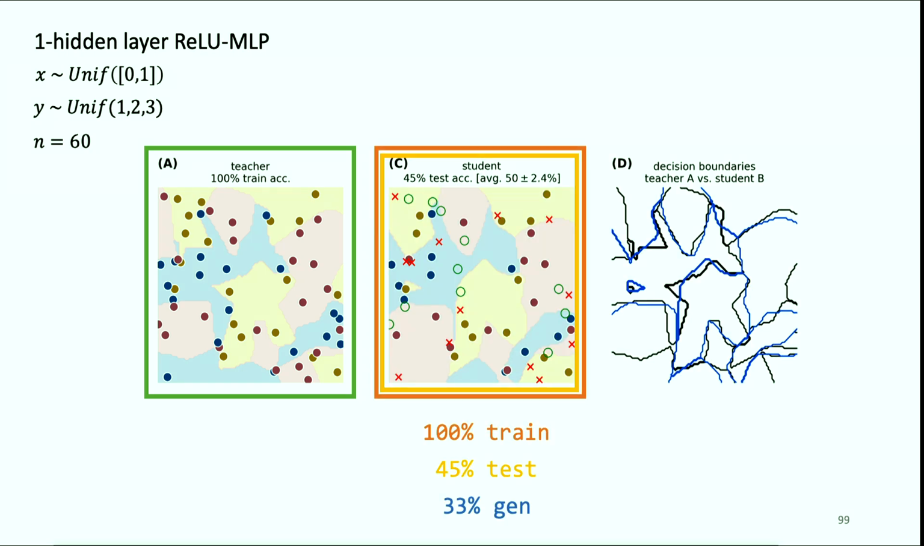If you repeat the experiments, you see that on average you get a much higher accuracy on the data that the teacher saw versus the held out data. 1/3 is the accuracy you get on stuff that's uncorrelated. And the decision boundaries in this 2D space look similar.